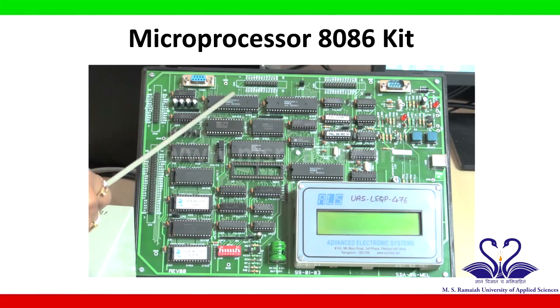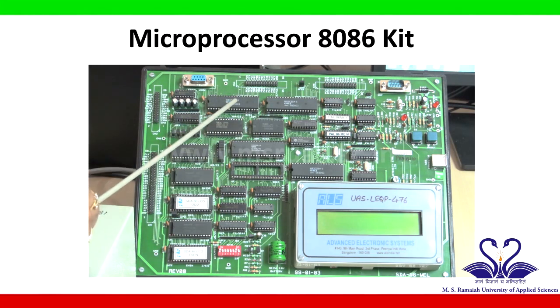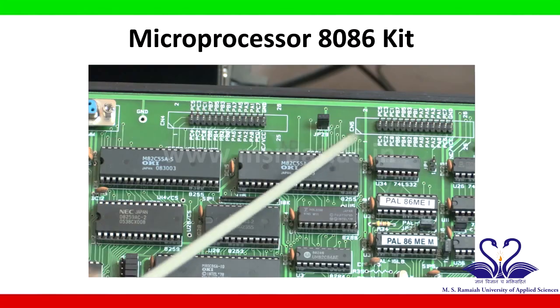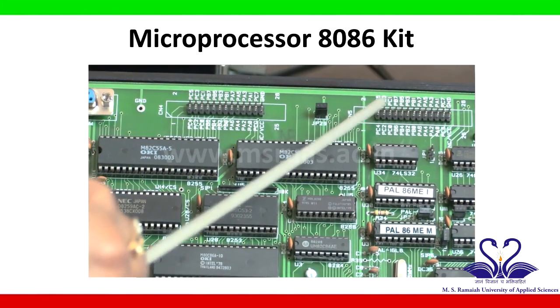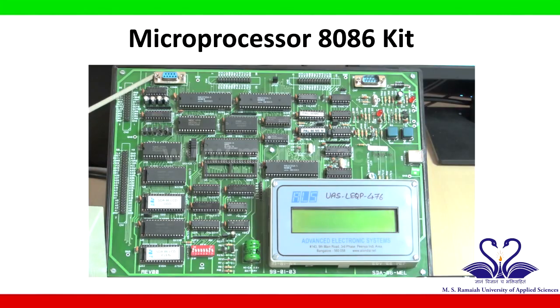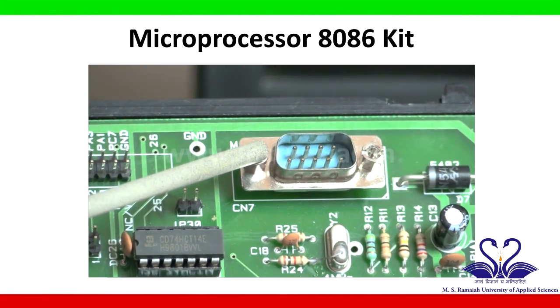It has two 8255 ICs and these are for programmable peripheral interface. These pins are brought out for external connection here, and this IC's pins are brought out for external connection here. Serial communication is done using RS-232. So to connect the external pin, we have this serial communication port. This port is to connect the external power supply.